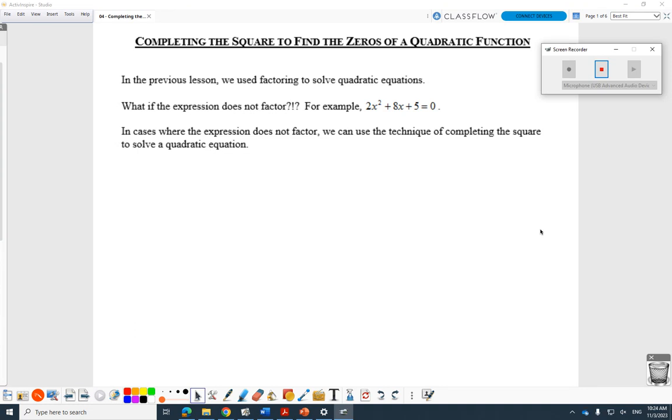Completing the square to find the zeros of a quadratic function.